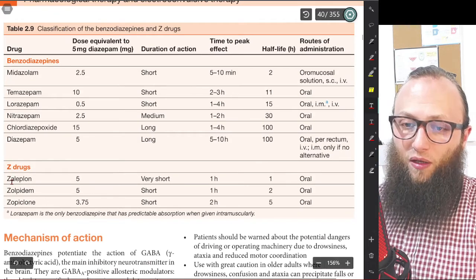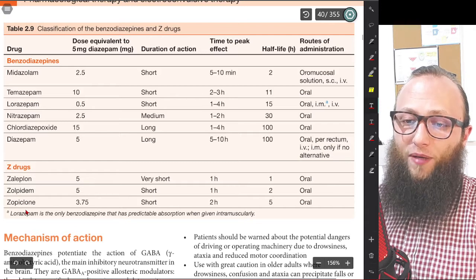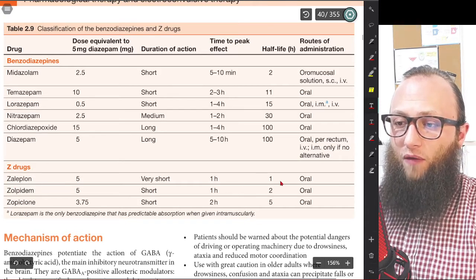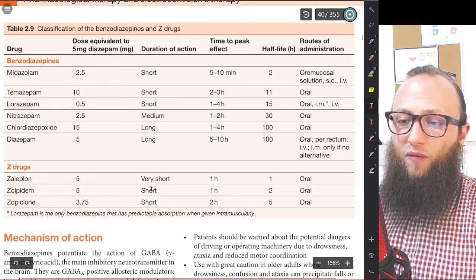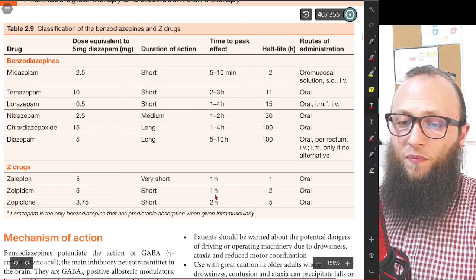What about Z drugs? Z drugs like zaleplon, zolpidem, and zopiclone. Zaleplon, 5 milligrams, very short, within 1 hour. Half-life is 1 hour also, given orally. Zolpidem, 5 milligrams, short, the peak within 1 hour, but the half-life is 2.